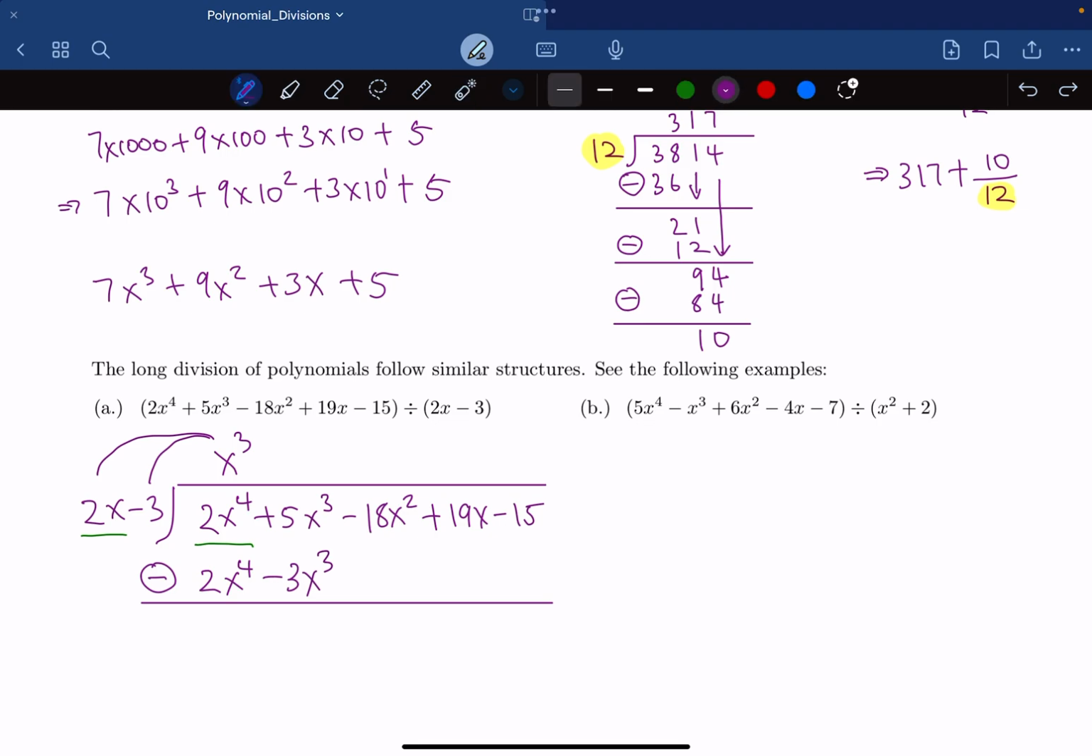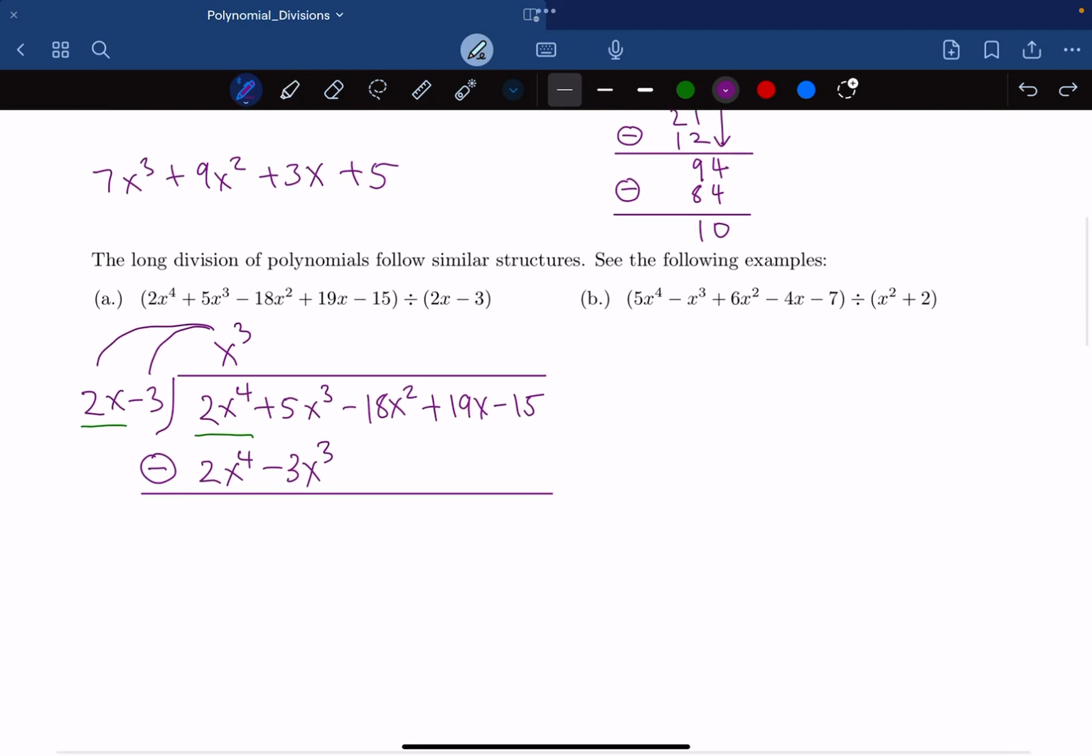Anyways, so 2x to the fourth minus 2x to the fourth, that goes away. That's the whole point of this. And I have 5x cubed minus negative 3x cubed. So minus negative, double negative, gives me a positive. So I have 5x cubed plus 3x cubed. So I have 8x cubed. Now I drag down the negative 18x squared. And then I rinse and repeat.